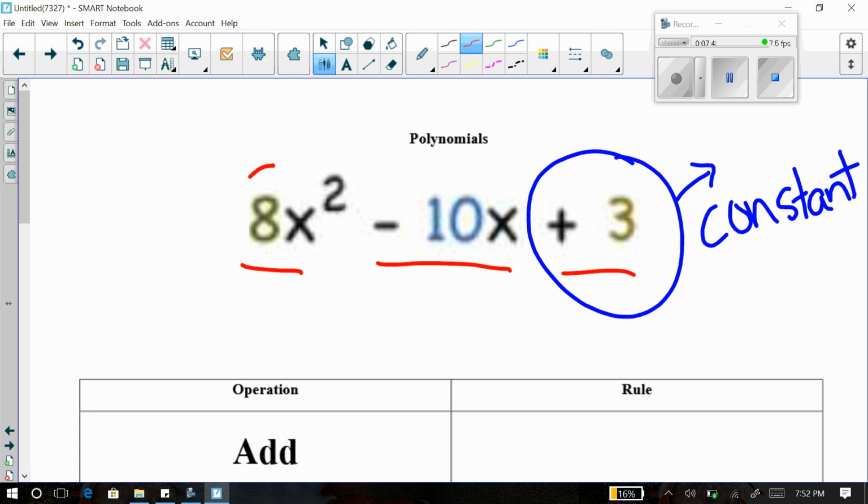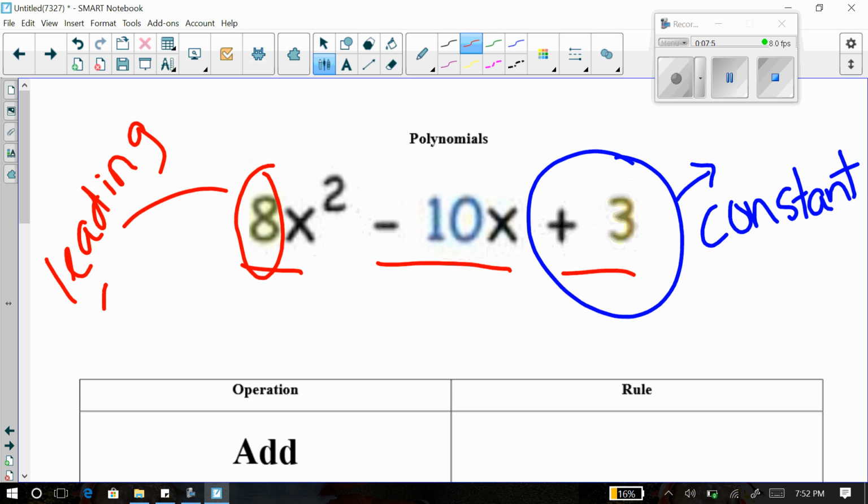Our leading coefficient is the number in front, only when they are put in order. Sometimes they like to trick you guys and not put the polynomial in order. What I mean by order is that the exponents go from biggest down to smallest. But when they are in order, like ours are, we have x squared, x, and a constant, then it's the number in the front.